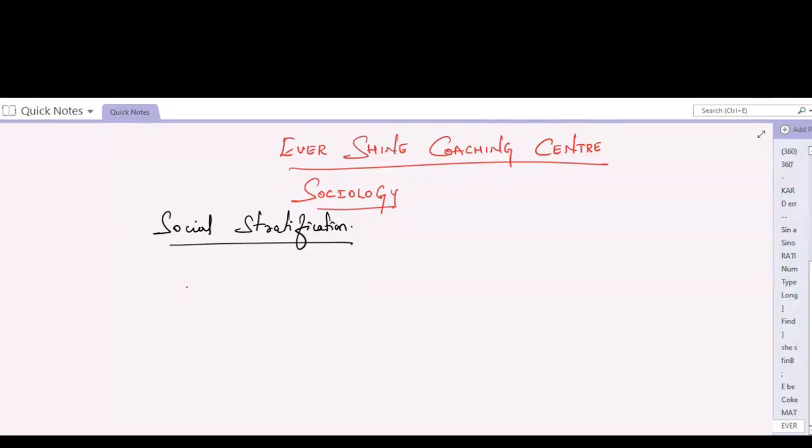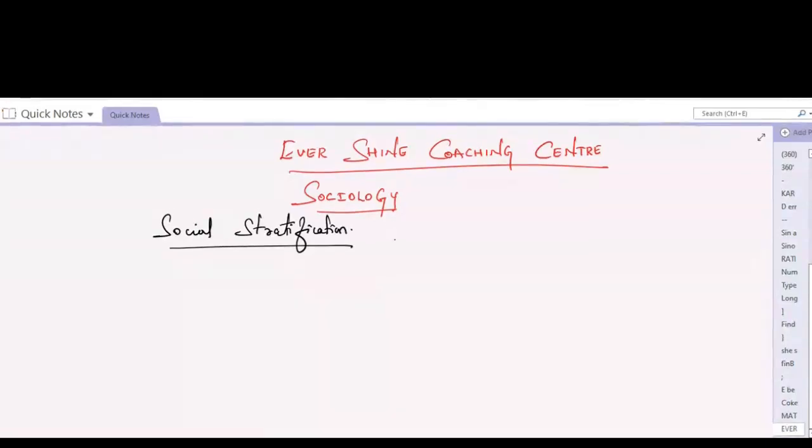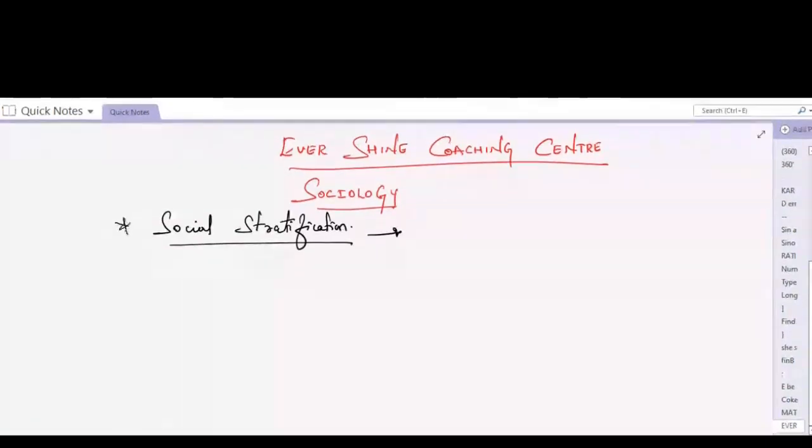Now, social stratification. See students, what is stratification? Any of you, can you define what you mean by social stratification? Discriminating with regard to caste and race. Okay. Any else? Meaning of social stratification?